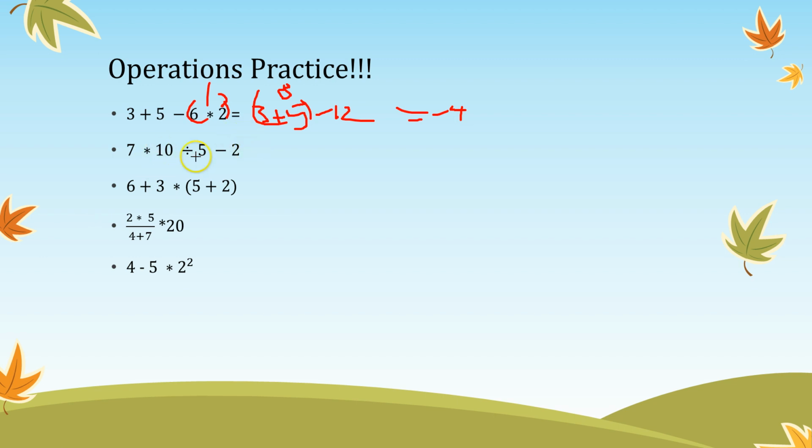Now let's do this one. Notice how we have a multiplication and division sign, but the multiplication sign is to the left of the division sign. So we do the multiplication first. 7 times 10 is equal to 70. So now we have 70 divided by 5 minus 2. We do the division first. 70 divided by 5 is equal to 14. So this is 14 minus 2, which is equal to 12.